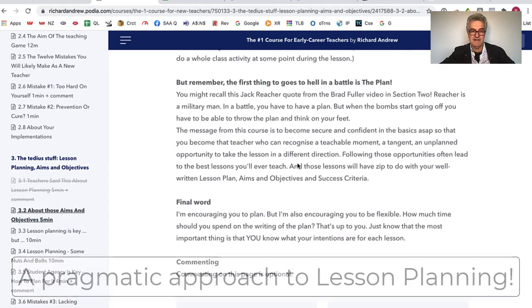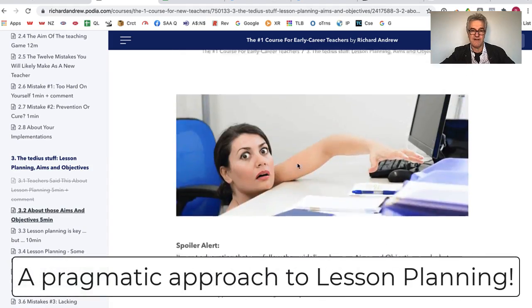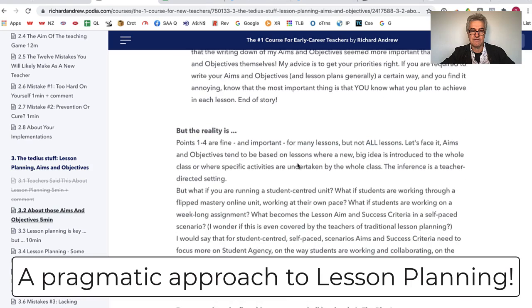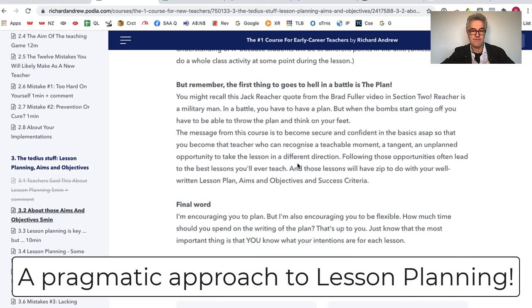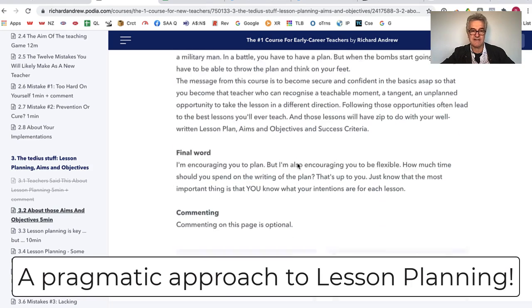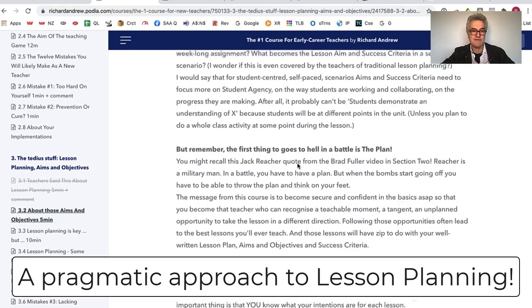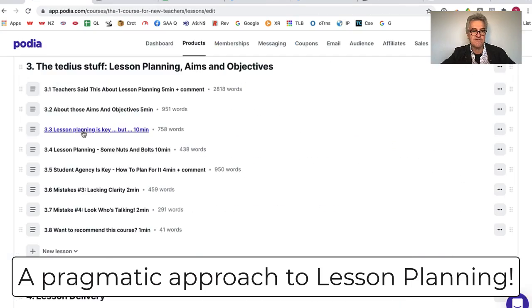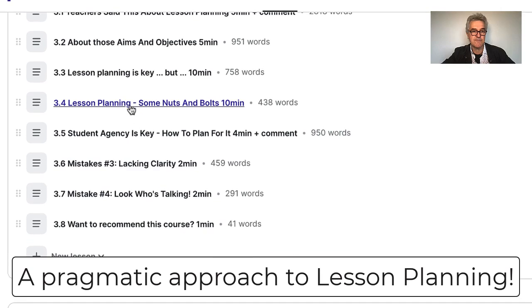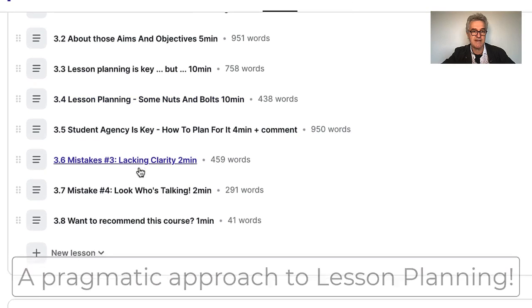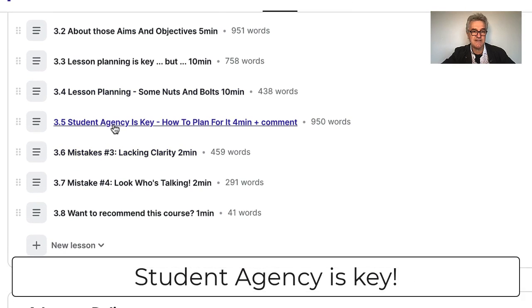I sort of put forward a very reasoned argument as to what's really important about planning, what the difference between aims and objectives are, and how to tackle it, and where to spend your time. You should find that pretty useful. There's some other more traditional nuts and bolts on lesson planning. Then we get into student agency, or students owning their learning, how to plan for it.